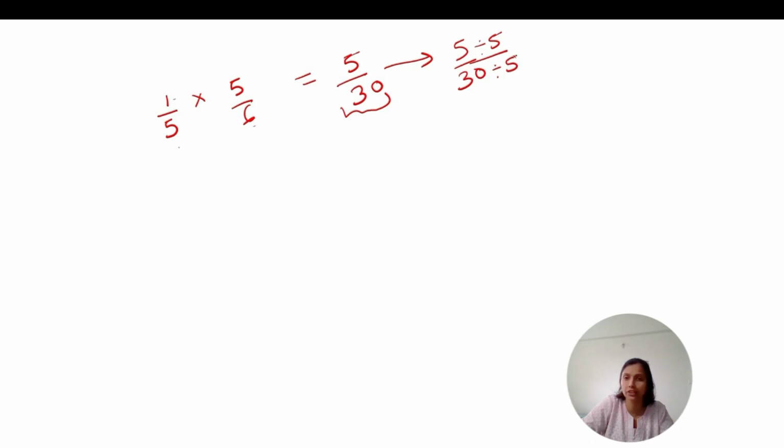Let's take one more example. 1 by 5 into 5 by 6. So you will get 5. 1 into 5 is 5. 5 into 6 is 30. So 5 by 30 is the final answer. You can convert this fraction into the simplest form. You can divide the numerator and denominator by the highest common factor of the numerator and denominator. So you will get 1 by 6.